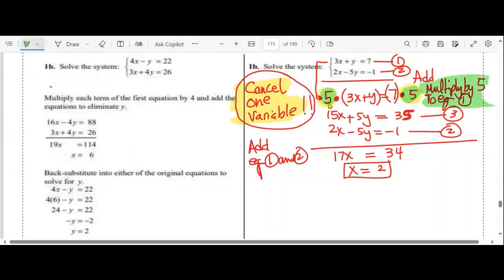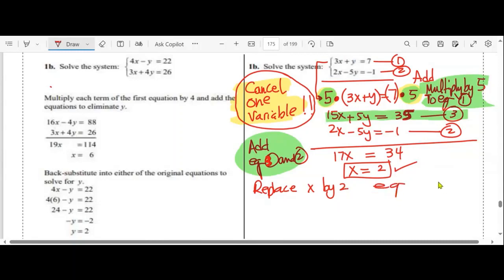And then when you multiply, what's going to happen? You get this new equation, which is equation number 3. Then you add which equation and which equation? 3 and 2. Add them. And you result with x equals 2. Now replace x by 2 in which equation? I'll choose the second one.